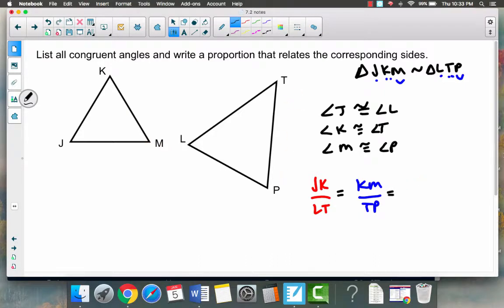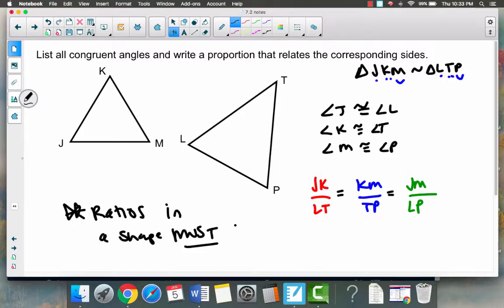And then same with the third side. So JM, that's the bottom side, has to be related to LP. One thing that's going to be very important, make a little side note to yourself, is that all the ratios in a shape must be congruent in order for it to be similar. And that's the rule that we were talking about earlier.